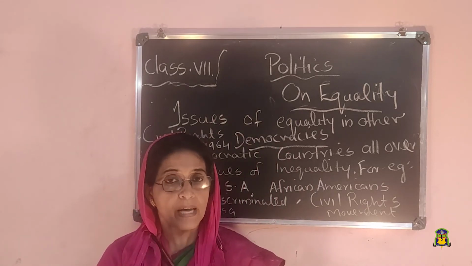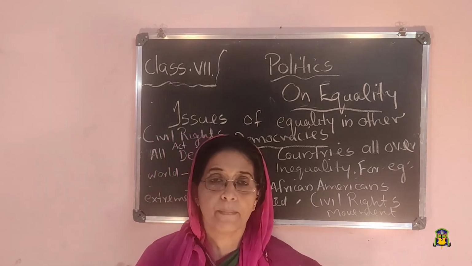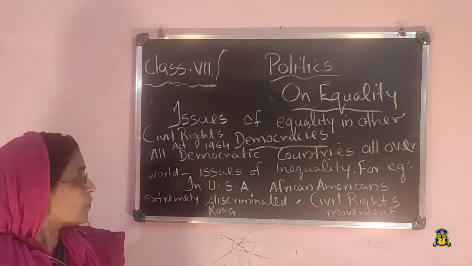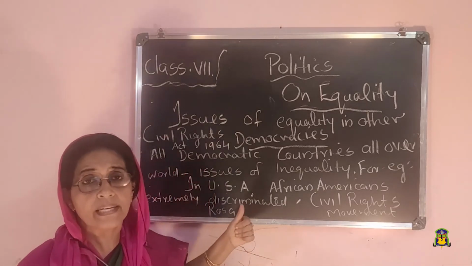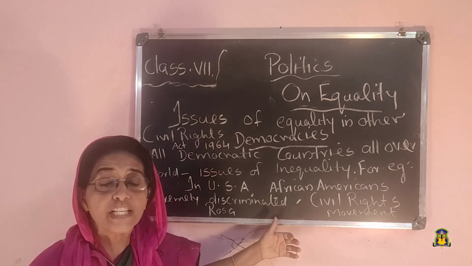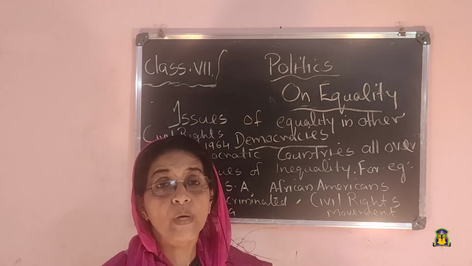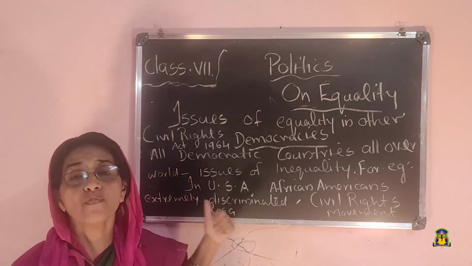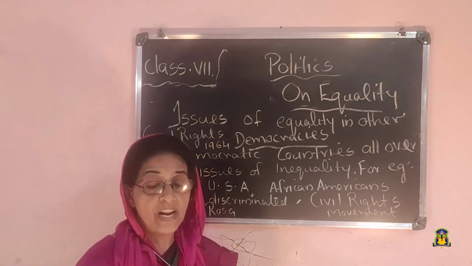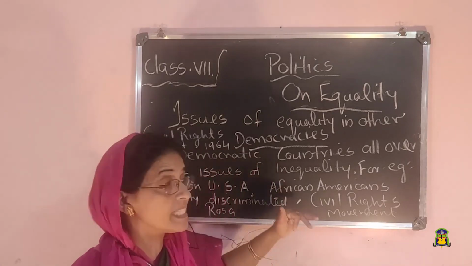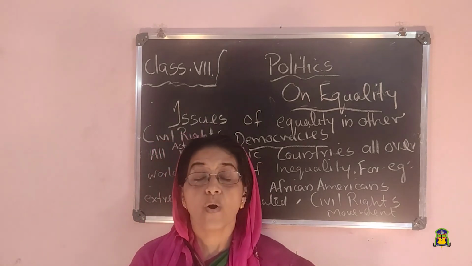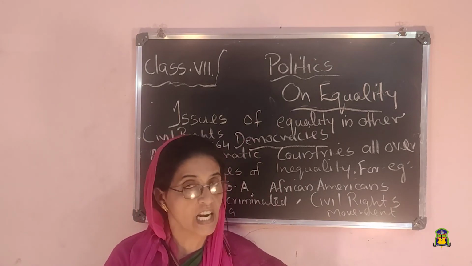They were not allowed access to all the public places where the white Americans enter. While traveling by bus, they had to sit either at the back or get up when a white American entered the bus. One such incident that happened in America was the incident of Rosa Parks. She refused to offer her seat to a white American. This led to the civil rights movement in the United States of America. And later it led to the Civil Rights Act of 1964. This Act prohibited discrimination on the basis of caste, religion, and national origin.